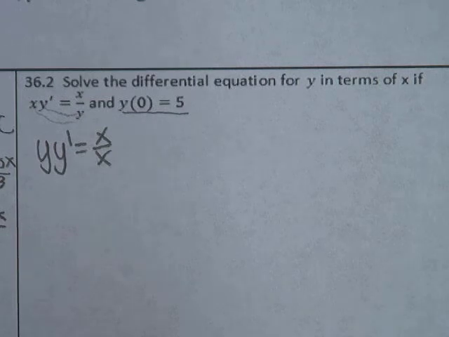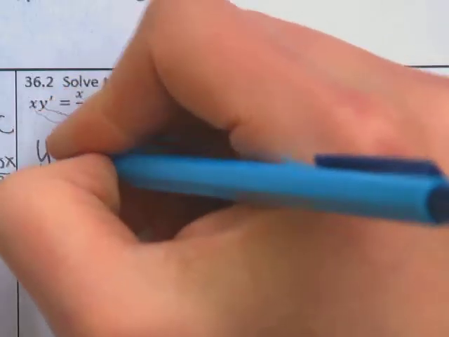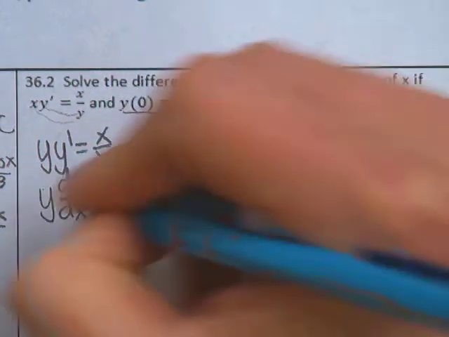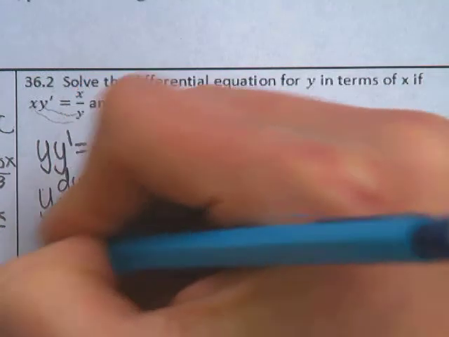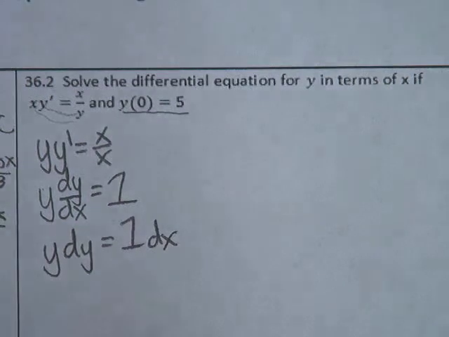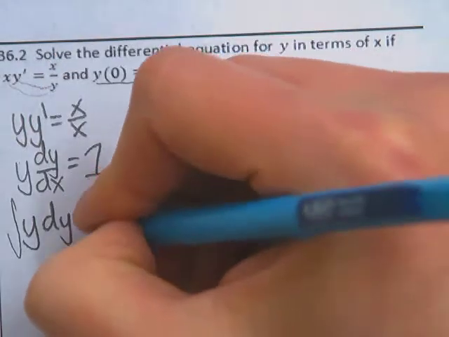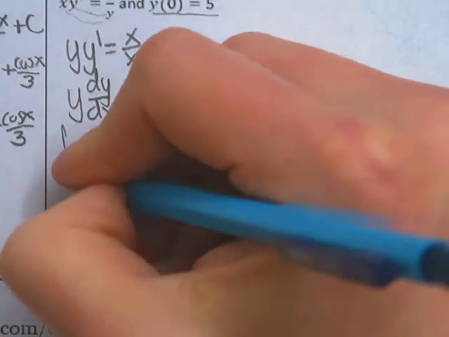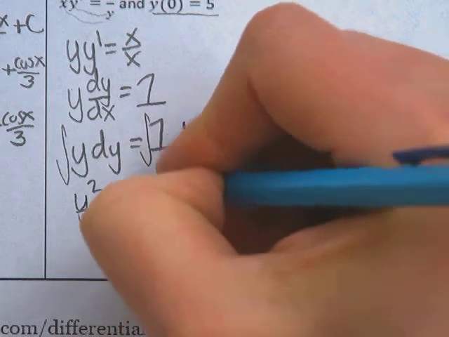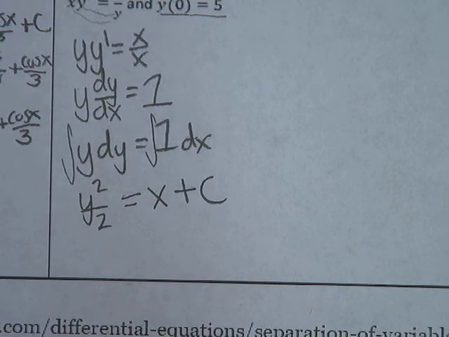Okay. Now I have this problem. I don't have a dx, so how would I integrate? Well, it turns out y prime is dy dx, so actually we do have a dx in this problem. So I need to multiply it to the other side and get y dy equals 1 dx. Now I can integrate. Integral y squared over 2 on this side, and x plus c on this side.